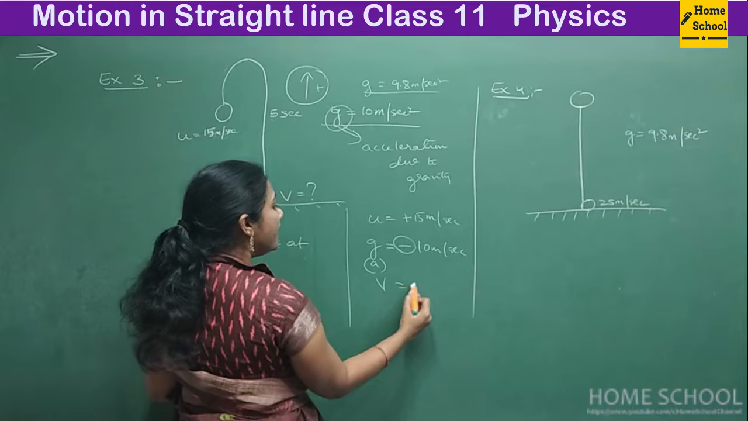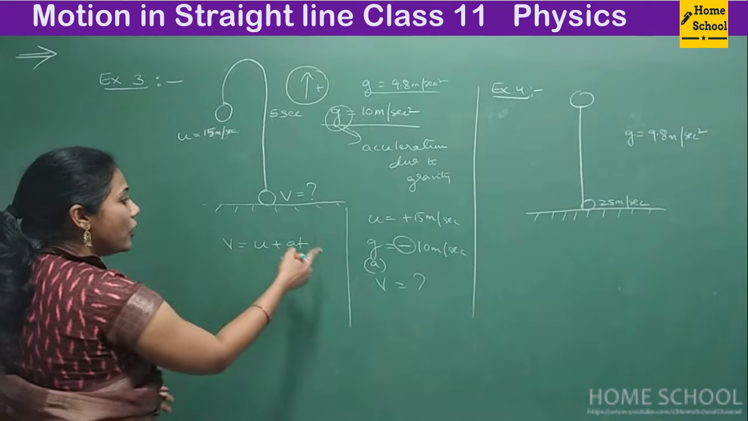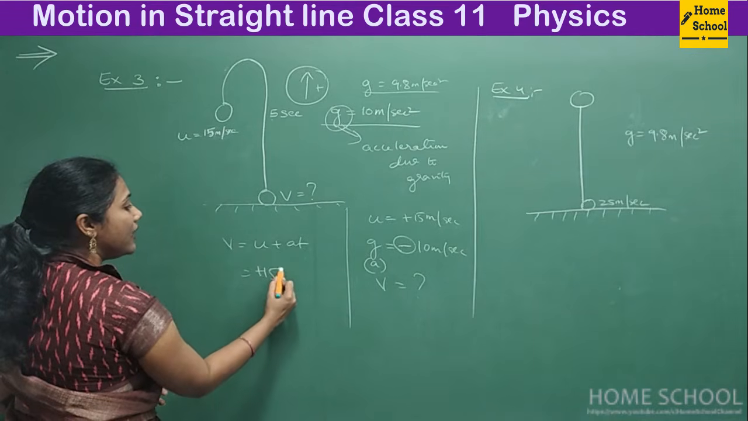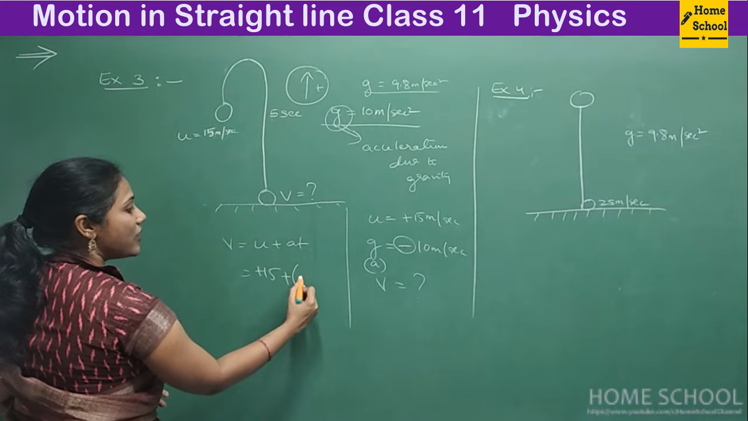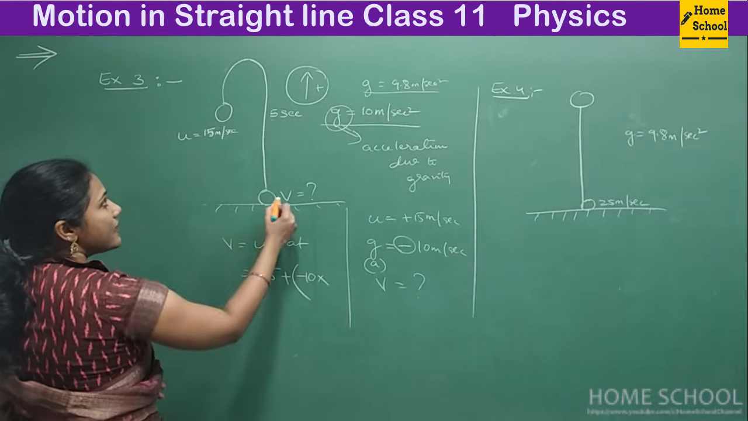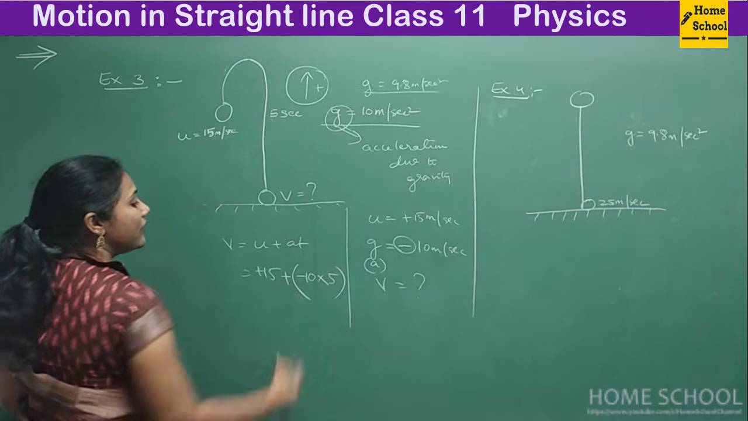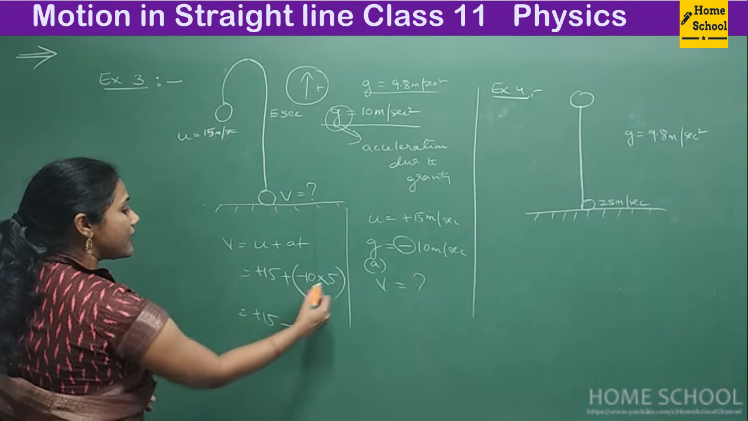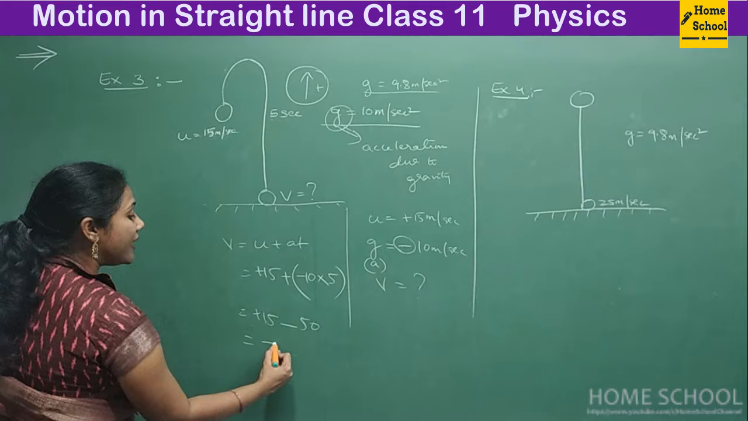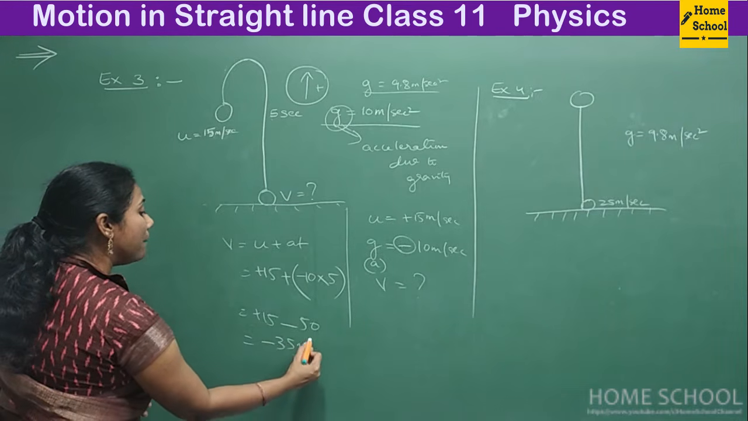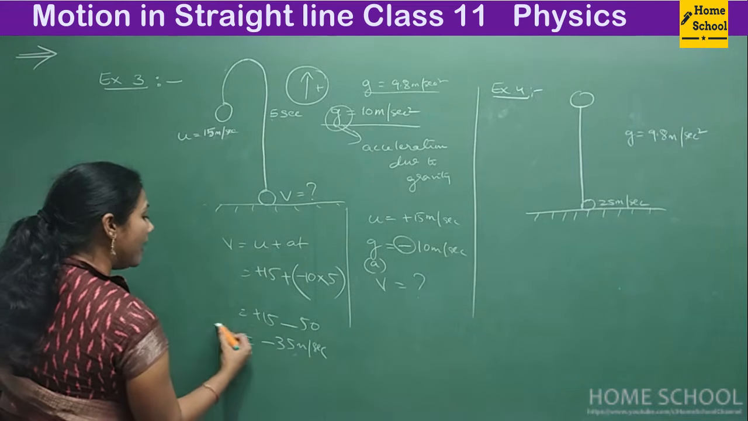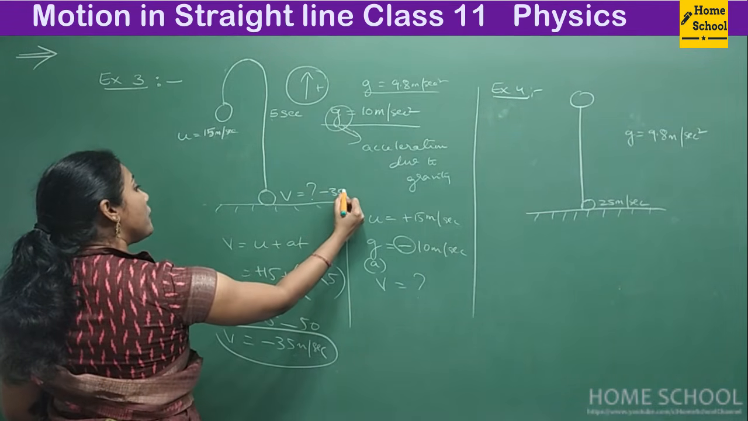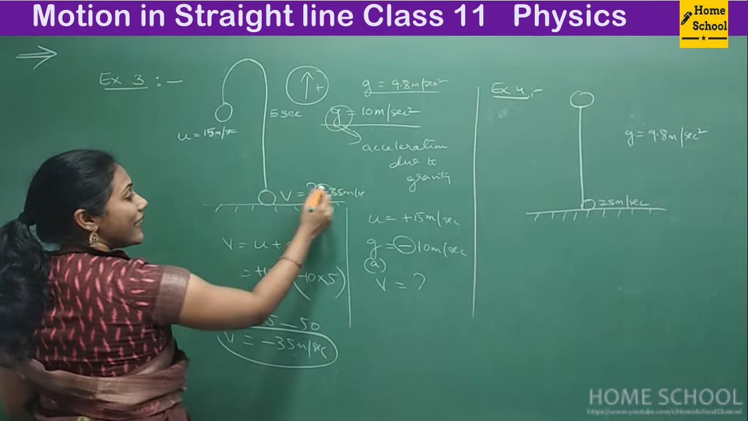So what you have to calculate? v is the question mark. Substitute here: u is plus 15, plus acceleration minus 10 into time 5 seconds. So it is 15 minus 10 times 5, which is 50. You will get minus 35 meters per second. So this is your answer. What is v? It is minus 35 meters per second.